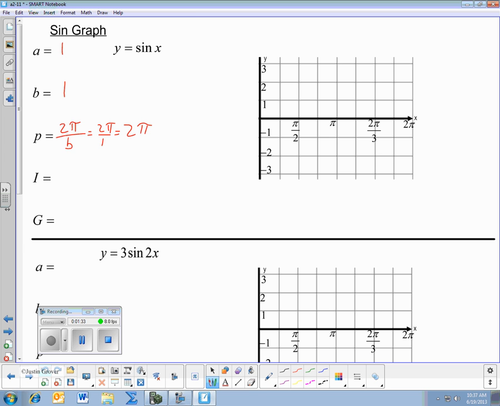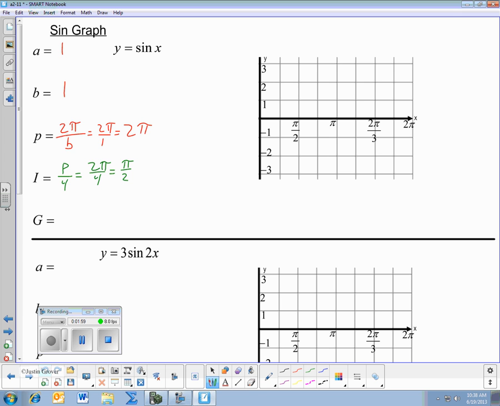Now, the I stands for interval, and the way you get interval is by doing your period divided by 4. In this case, our period was 2 pi. You're going to divide that by 4, and that gives you pi over 2. And so you're going to have intervals of pi over 2. I'm going to explain that a little bit when I get to the graphs.